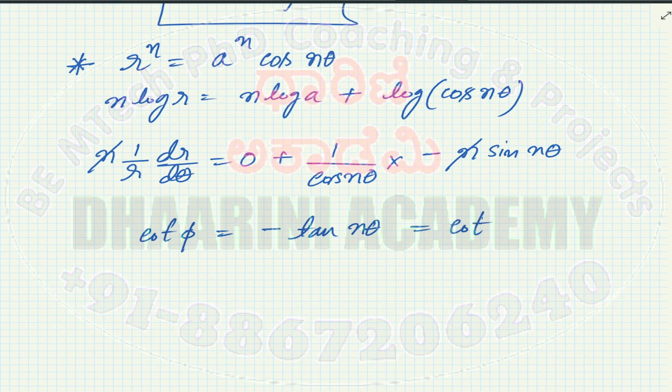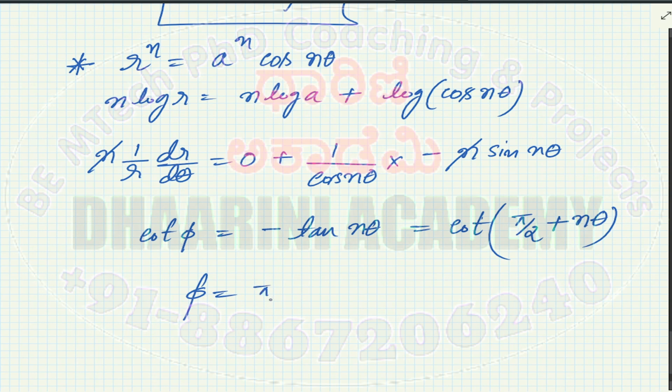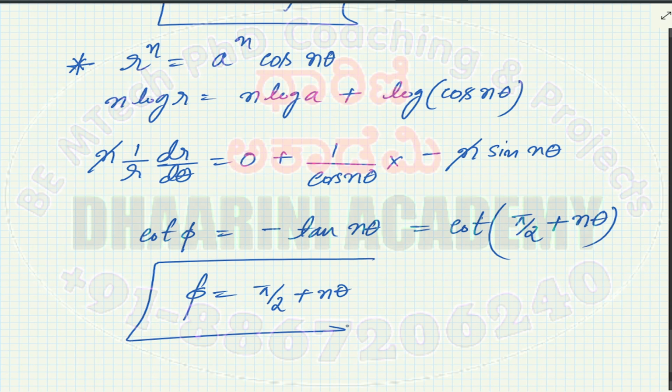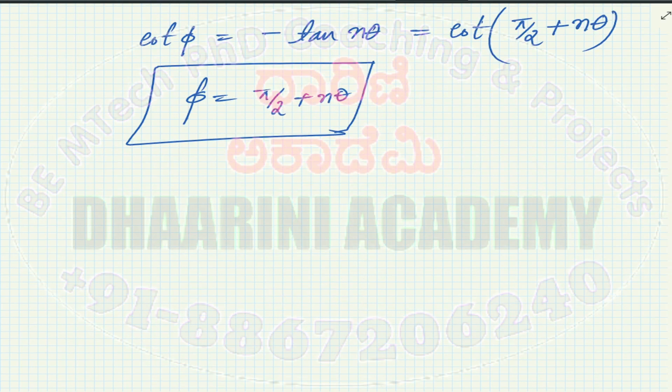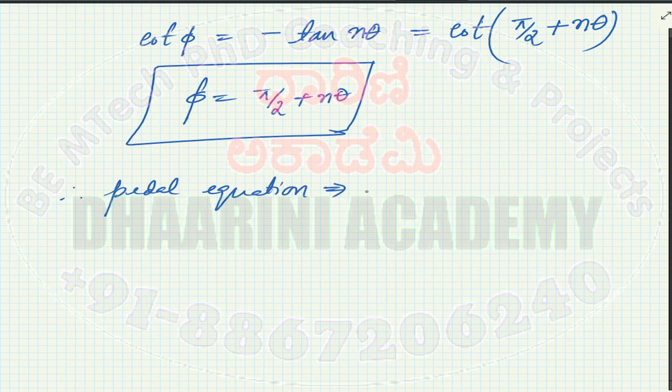So we can write this now as, since the term is in the second quadrant, cot of pi by 2 plus n theta. So cot gets cancelled, the angle phi becomes equal to pi by 2 plus n theta. This is the angle phi. So the pedal equation, so what is the pedal equation? General format, p is equal to r into sine phi.